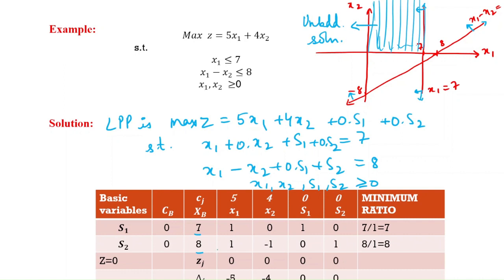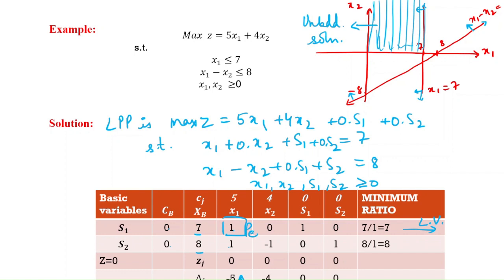So we could easily identify zj, it's coming out to be 0 because 0 multiplied by 1 plus 0 multiplied by 1, so everything is 0 because here cb is 0. Delta j would be minus 5, minus 4. So this is our entering variable, and the leaving variable we could identify: 7 upon 1 and 8 upon 1. So this would be our leaving variable because that's the minimum. So this becomes my pivot element.